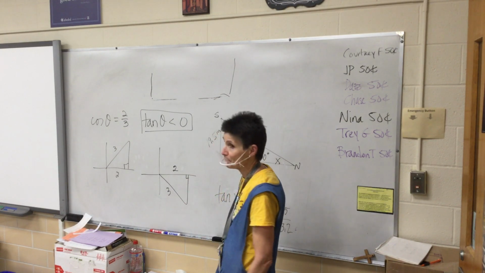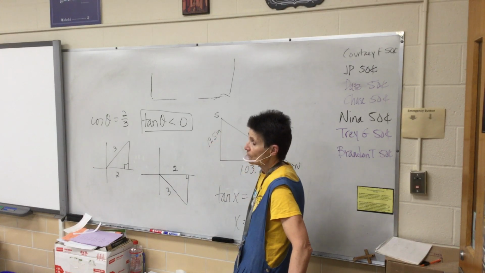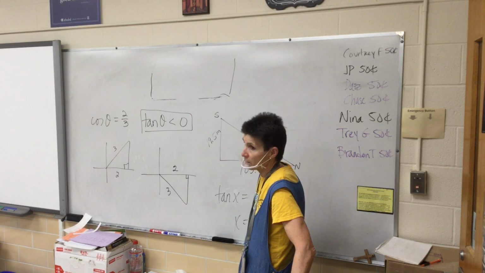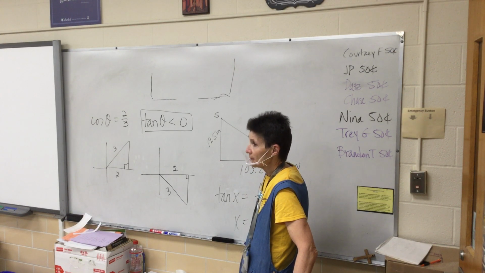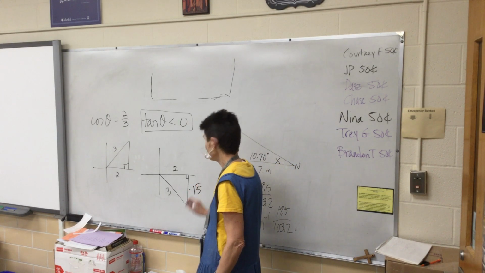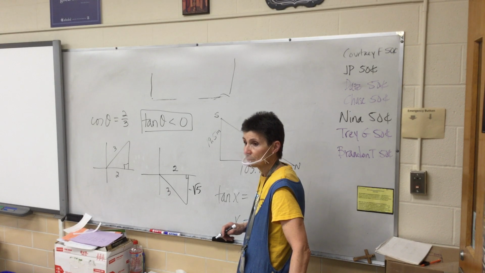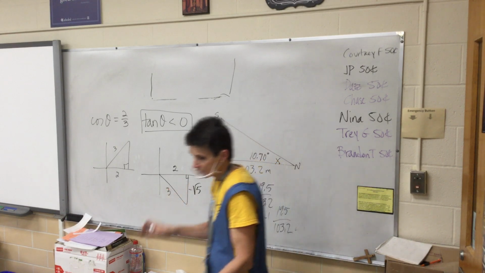Tell me what you get. Remember, that's the hypotenuse. So if you're getting root 13, you're doing it wrong. 2 squared plus x squared is 3 squared. Did you get negative root 5? 9 minus 4? Now I can answer the questions.